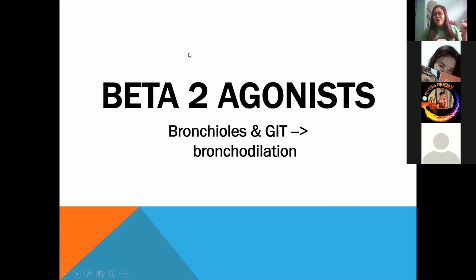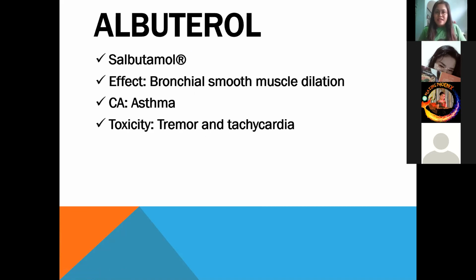So let's move on sa beta 2 agonist. So remember, beta 2 receptors are found in the bronchioles or the lungs, but it can also be found in the gastrointestinal tract, though bronchioles jud siya. So let's concentrate sa iyahang bronchodilation nga effect, and since it can cause dilation of the bronchioles, this one is very helpful for patients with asthma and COPD.